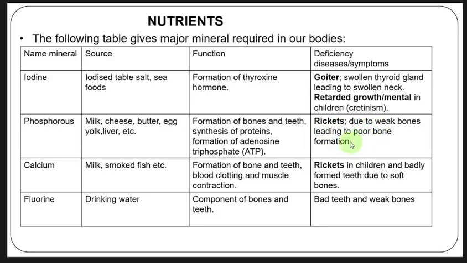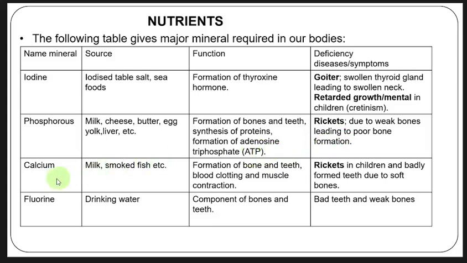All right, so lack of phosphorus in somebody's diet can lead to rickets, which is the bending of the legs in children, because the bones are soft and are not able to withstand the weight of the child, and this causes the legs to bend. That is what we call rickets.